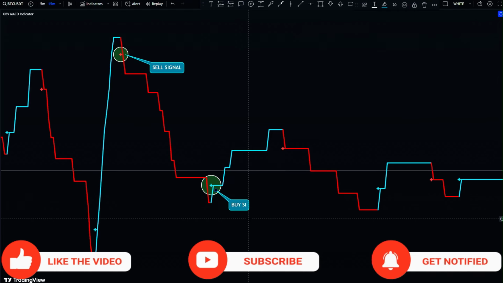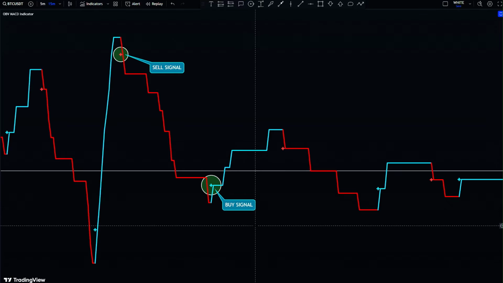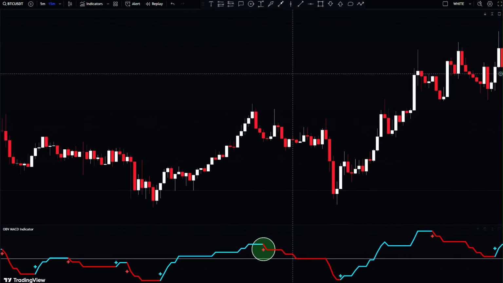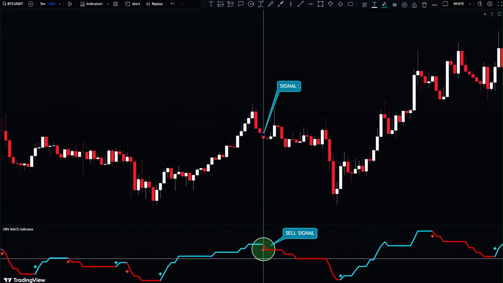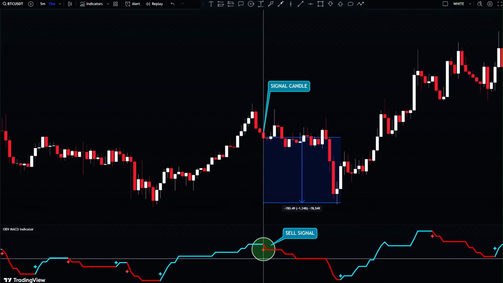These signals are shown with white and red plus signs on the indicator, making it easy to spot them, especially for new traders. To show you how this works, when the buy and sell signals pop up, you can draw a vertical line on the chart to find the signal candle and decide when to enter the trade.